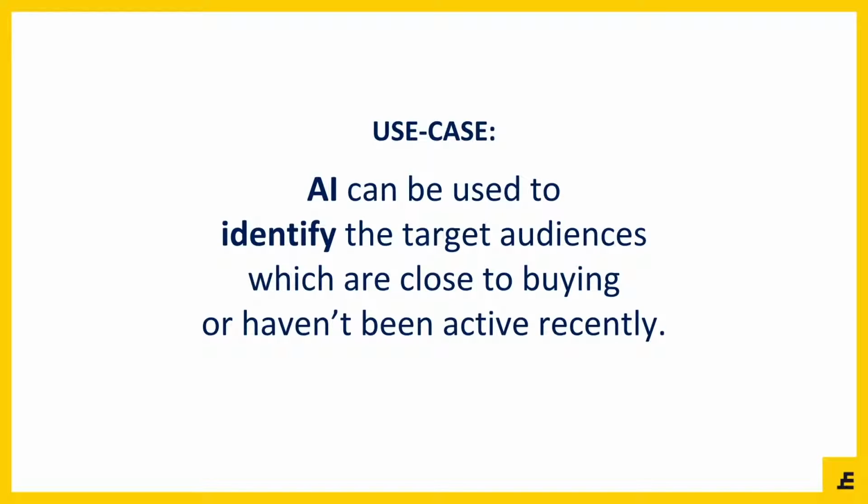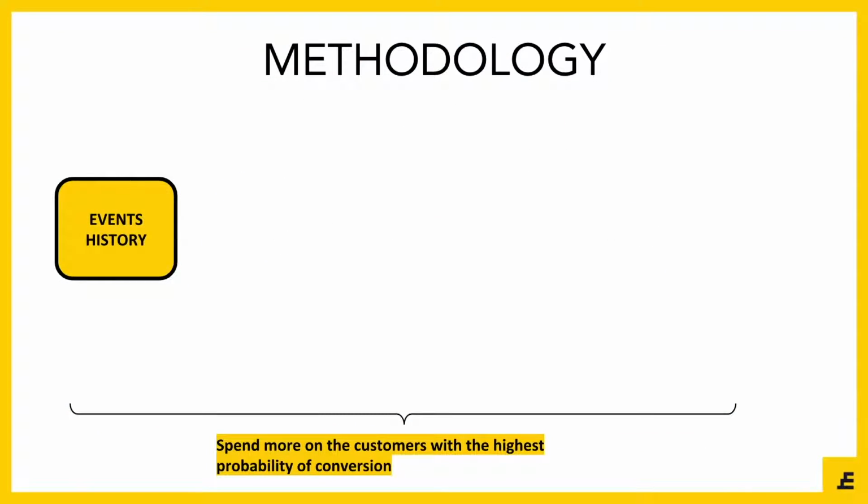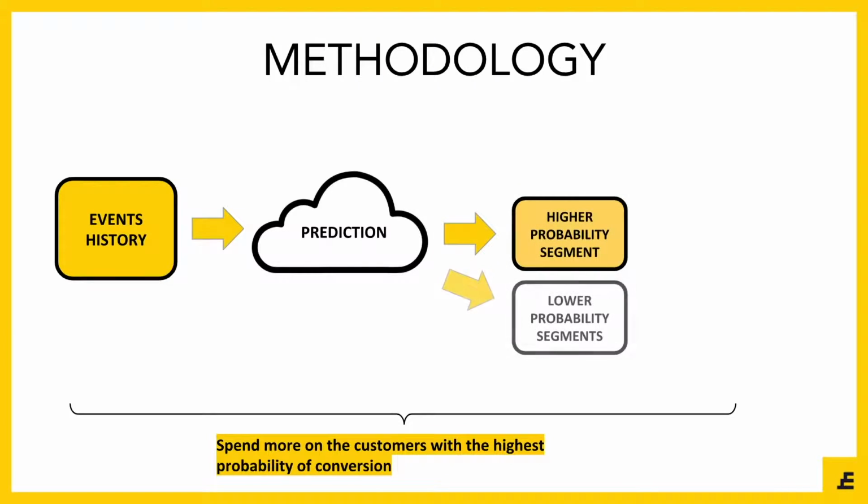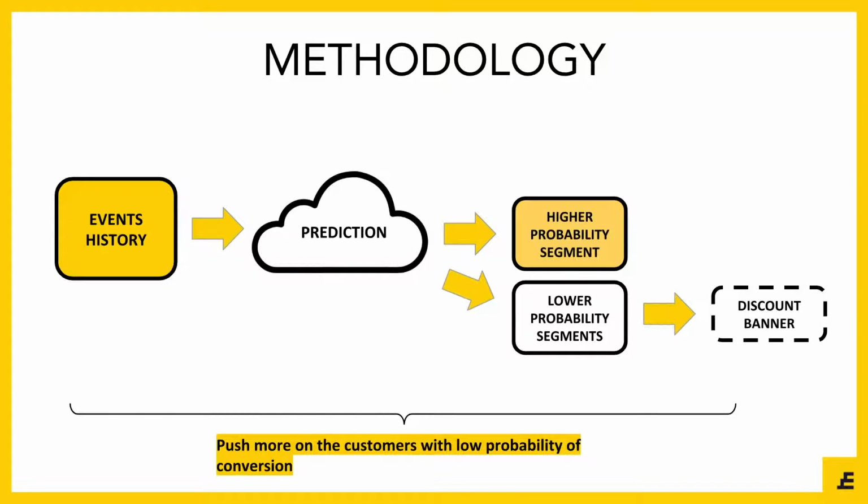Artificial intelligence can be used to identify the target audiences which are close to buying or haven't been active recently. As I described before, we have a history of events and we are able to train the model which predicts if the purchase is going to happen in the near future. We can then divide visitors into segments for higher and lower probability, and then we can treat each of those segments differently. We can, for example, retarget the first one and send a push notification or show a banner to a second one.